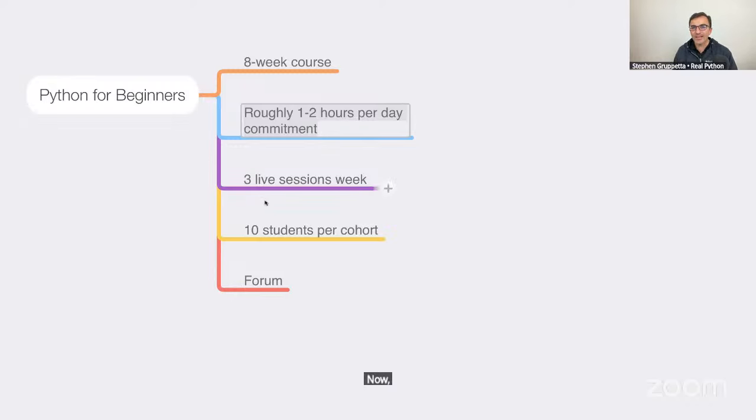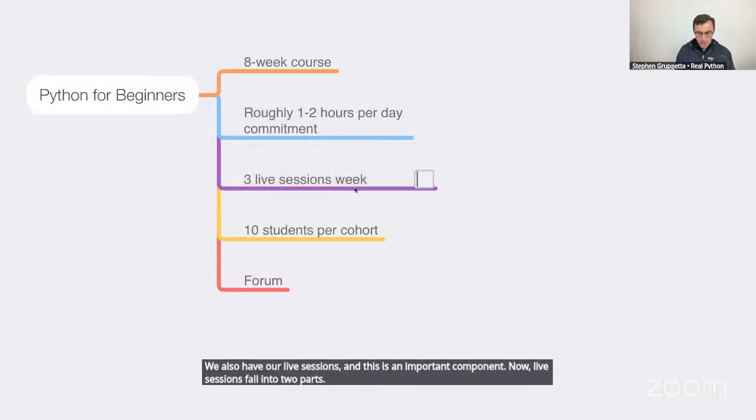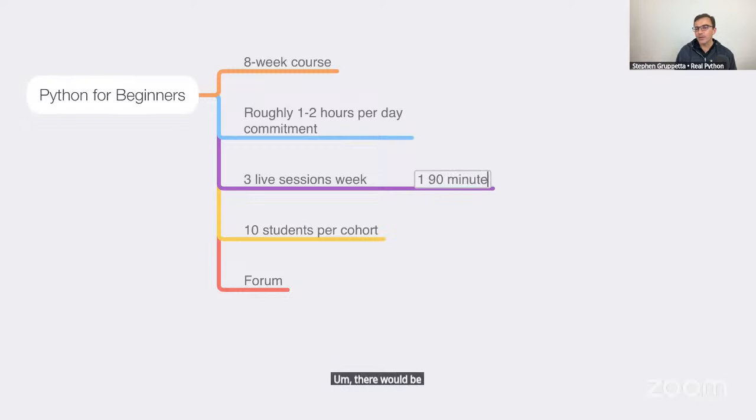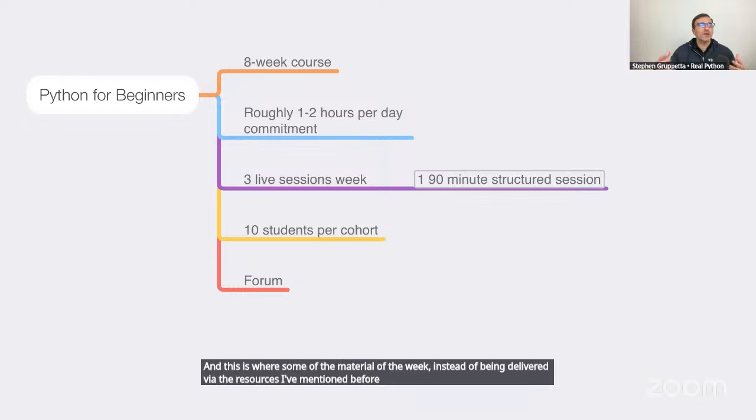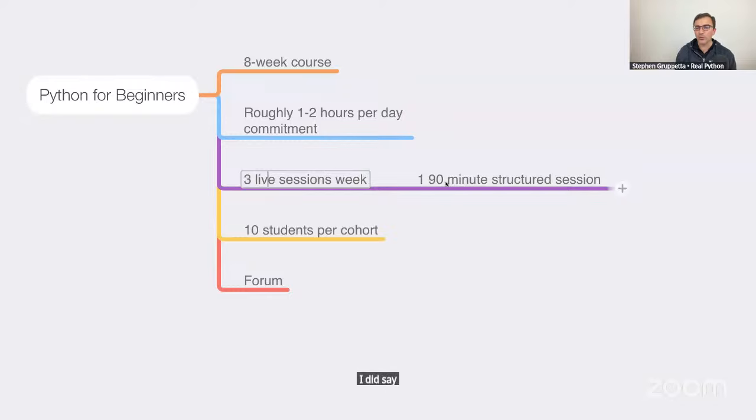Now, that is not it. That's a key part of how we're covering material, but we also have our live sessions, and this is an important component. The live sessions fall into 2 parts. There will be one 90-minute, let me call it a structured session or lesson. And this would be on a Wednesday. This is where some of the material of the week, instead of being delivered via the resources I've mentioned before, is going to be 90 minutes live with me. I did say live there, right? These are all live, of course.